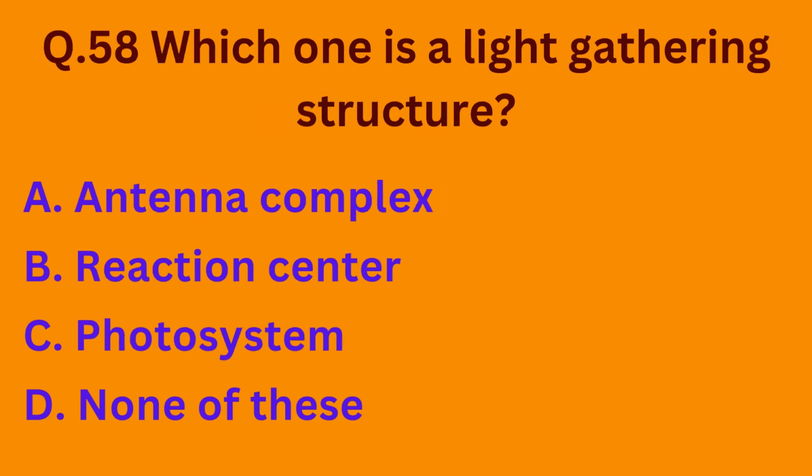Coming to next question. Which one is a light gathering structure? Option A antenna complex, option B reaction center, option C photosystem, and option D none of these. So basically antenna complex is a light gathering structure. So the correct option is option A.